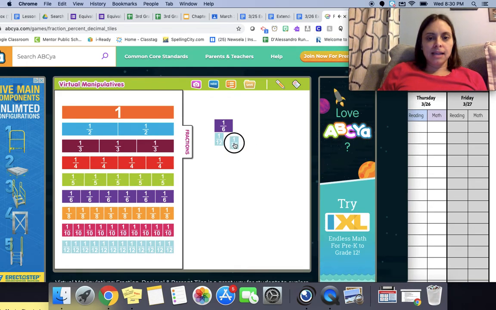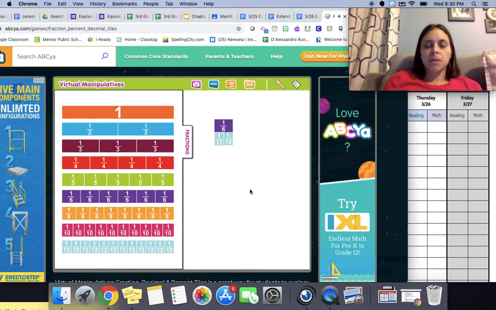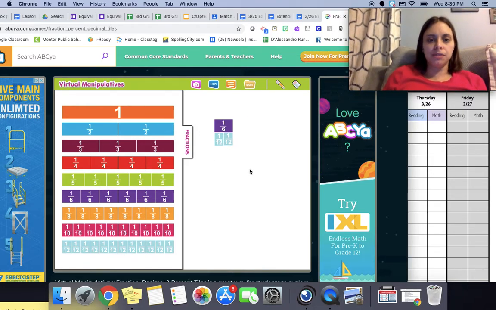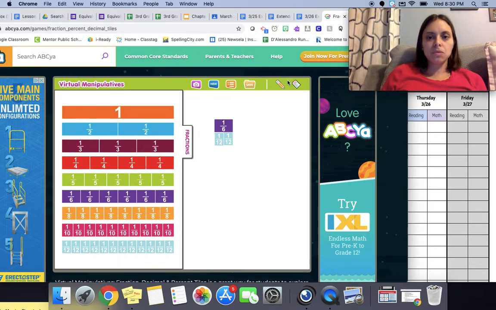Okay, and as I start dragging, you might notice something, and I'm not even going to tell you, but I want you to use that to figure out how many 12ths are equivalent to 1/6. Because I think that when you see it here, you'll be able to figure it out. So again, we have the 1/6, okay, and we need to see how many 12ths are equivalent to that 1/6.